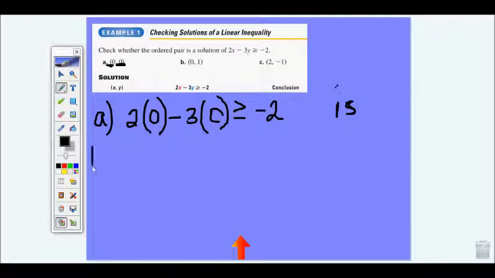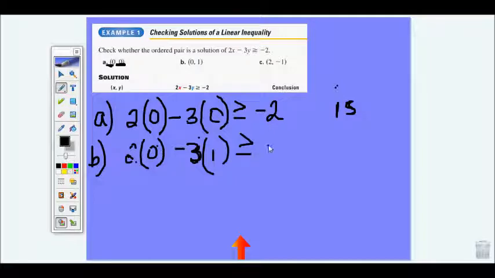Okay, if I look at letter B, I'm going to do the same thing. The x coordinate point is 0, and the y coordinate point is 1. So I'm going to see if that is greater than or equal to a negative 2. So I have 0 minus 3, that would be a negative 3, and negative 3 is not greater than or equal to negative 2. It appears to the left on a number line, so it is actually less than. So this is not a solution.